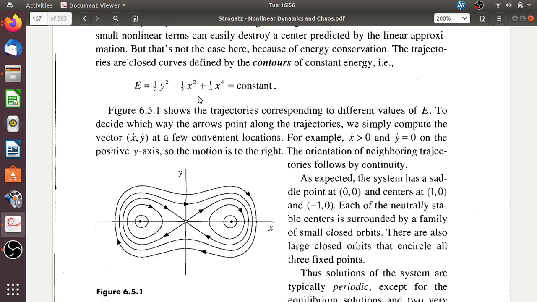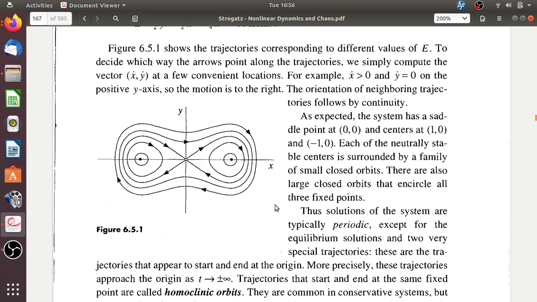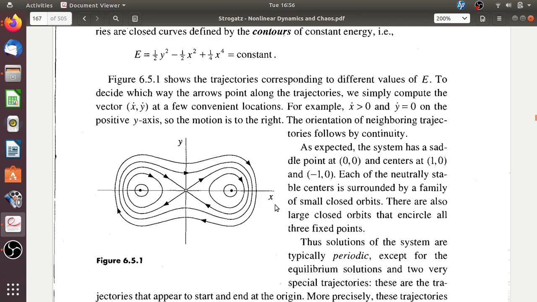Okay, so in order to construct the phase portrait, all I have to do is choose different constants and construct the contour. Thus we will get this phase portrait. Okay, so it's as simple as that. So that's how we can construct the phase portrait for a conservative system. Okay, so let's try to understand what this means.